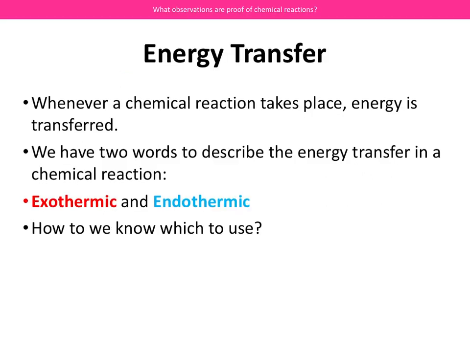So I said that every chemical reaction involves an energy transfer, and there are really two directions in which energy can be transferred. It can either be transferred outwards or inwards. There's no other option. And there are two words to describe these transfers: exothermic and endothermic. One of those refers to when energy is transferred outwards, and one refers to when energy is transferred inwards. So we need to get a deeper understanding of what exactly those two words mean.